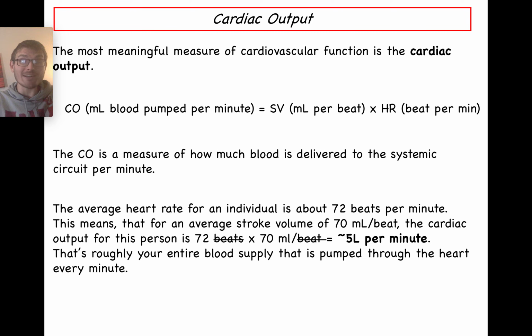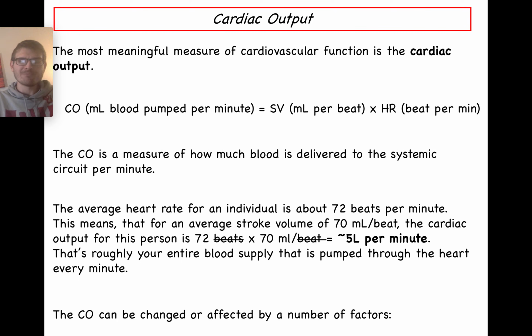So do you remember about how much blood is contained within the average human body? It's about 5 liters. So what this is telling you is that someone who is just in their resting state, 72 beats per minute, 70 milliliters per beat is their stroke volume, they are circulating their entire blood supply every minute. So that's kind of crazy to think about.